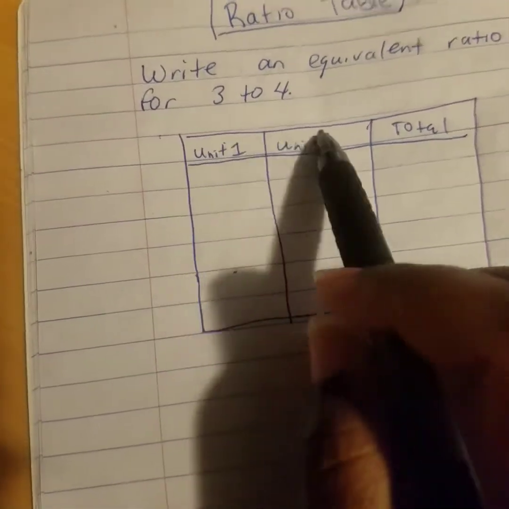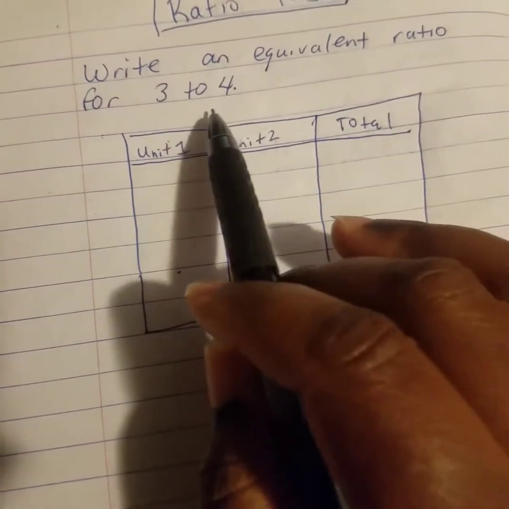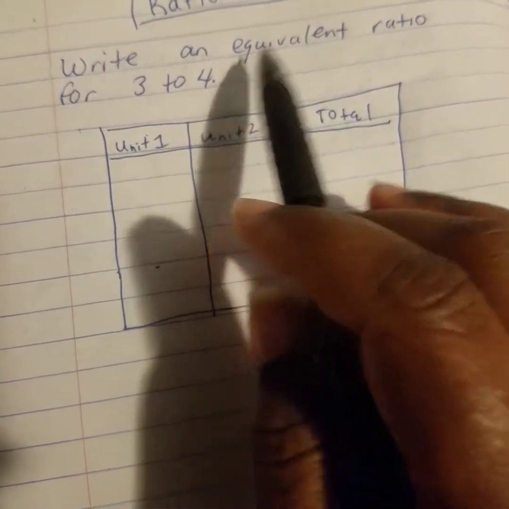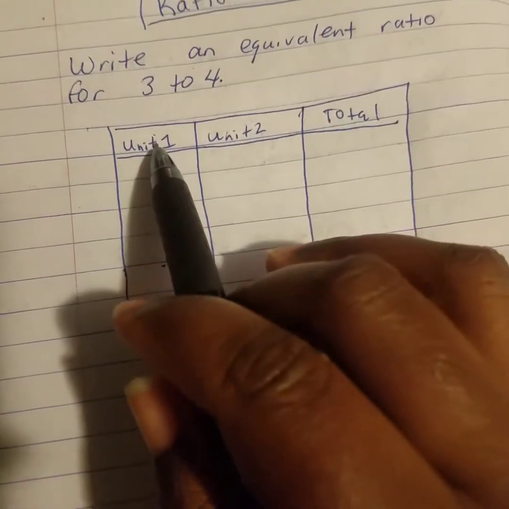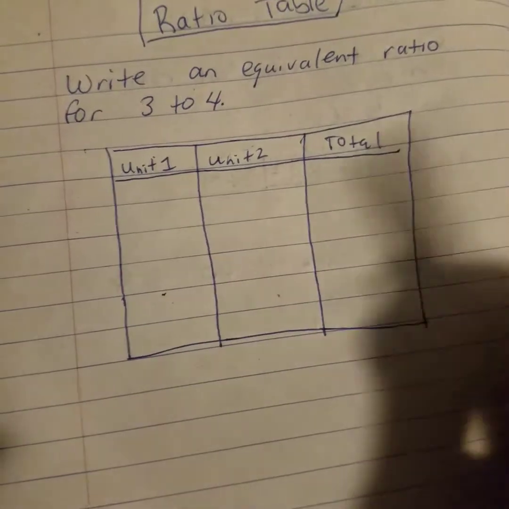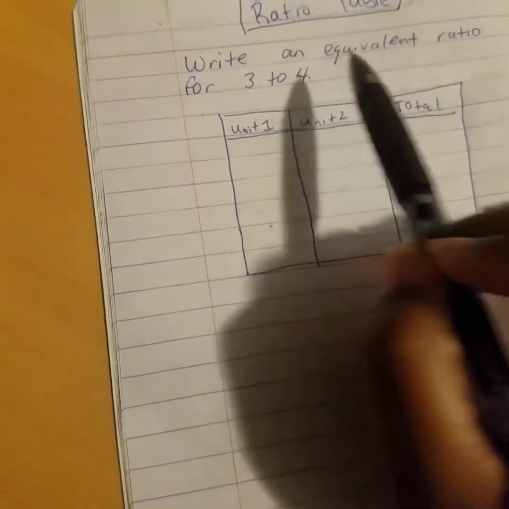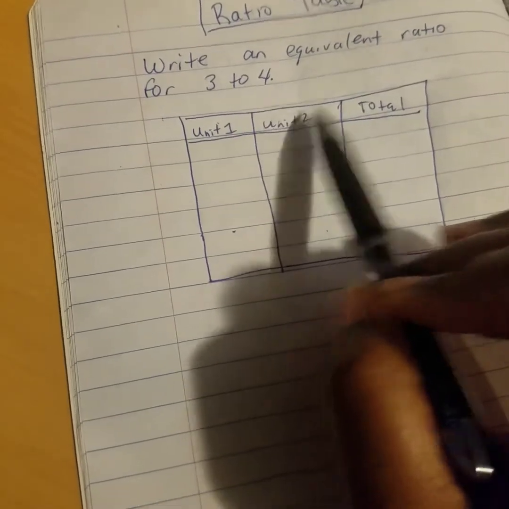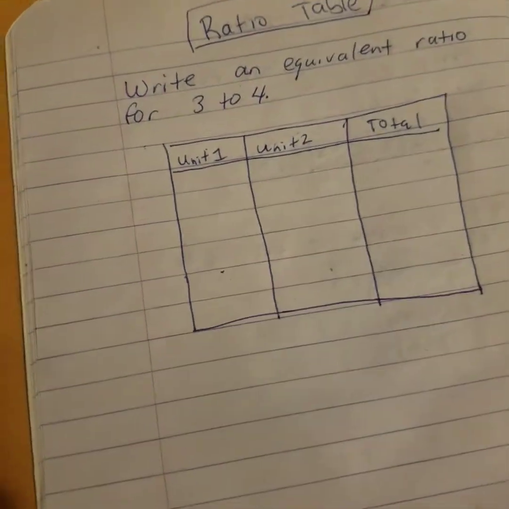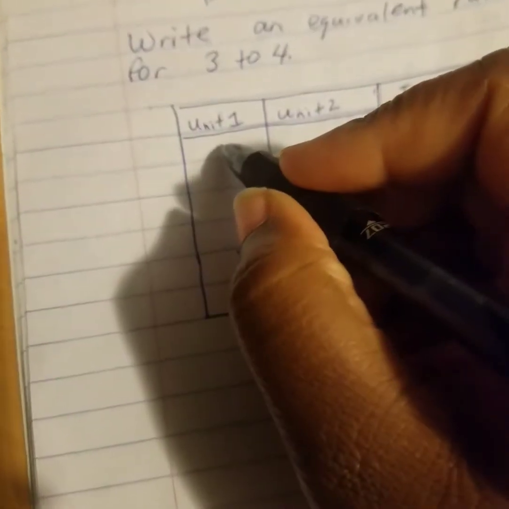What would normally go here is whatever the description is. So let's say if this was 3 yellow hats to 4 blue hats, something of that nature. Or if it was 3 boys to 4 girls, this would be boys to girls, and then the total.